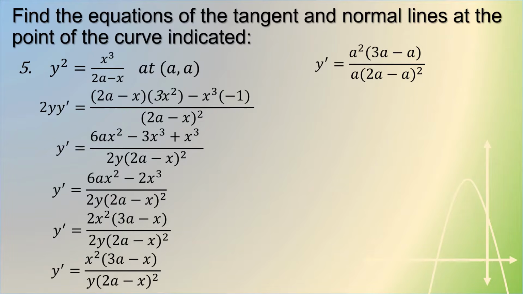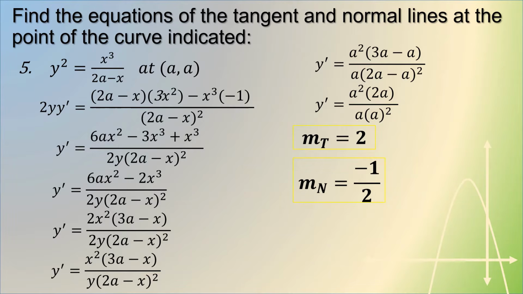Substitute natin yung x and y coordinates a and a. So for x, that is a, and for y, that is a also. So that is a squared times 3a minus a all over a times 2a minus a squared. And then, the result is a squared times 2a all over a times a squared. So makakancel out natin yung a squared dito, makakancel din natin yung a na 1 lang yung exponent. So our y prime is equal to 2. That is our slope for the tangent line. Negative reciprocal of that for our normal line, that is negative 1 half.